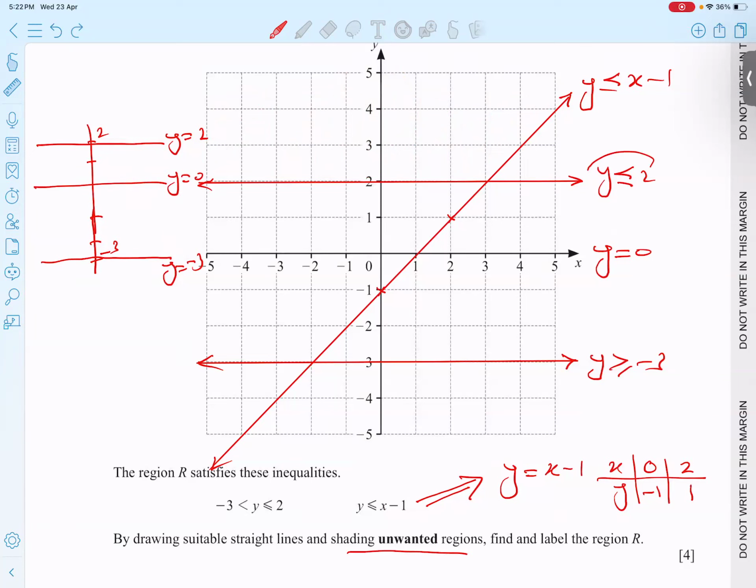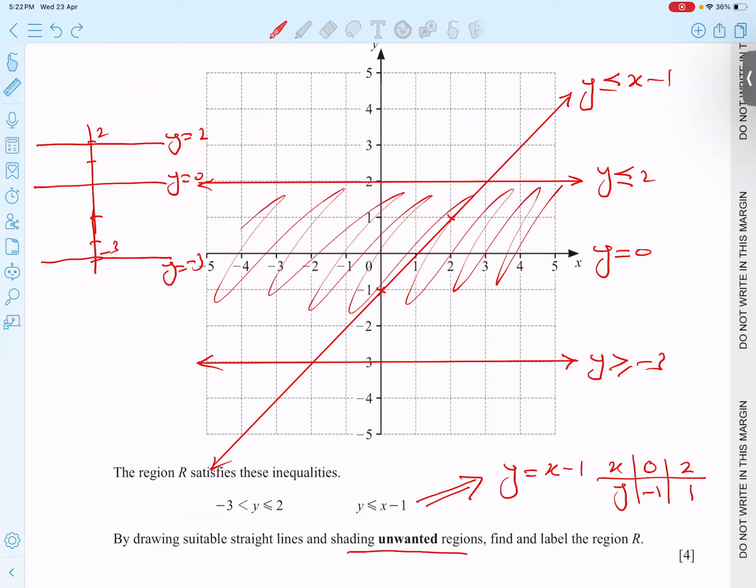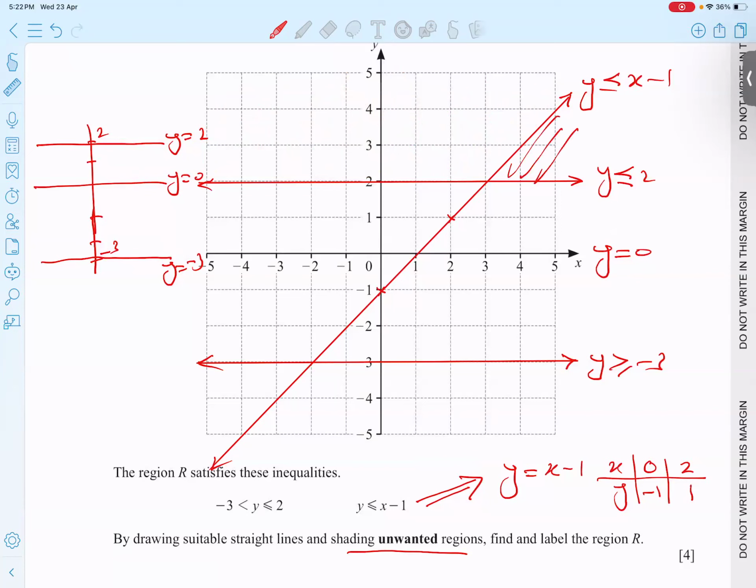Sorry, he said y is less than 2. Less than, not more, sorry. How to read it? Y is less than. So less than means these values are less. This is called wanted, but I will shade unwanted. So I'm shading it up. This is called unwanted shading. Okay, I hope that's clear.